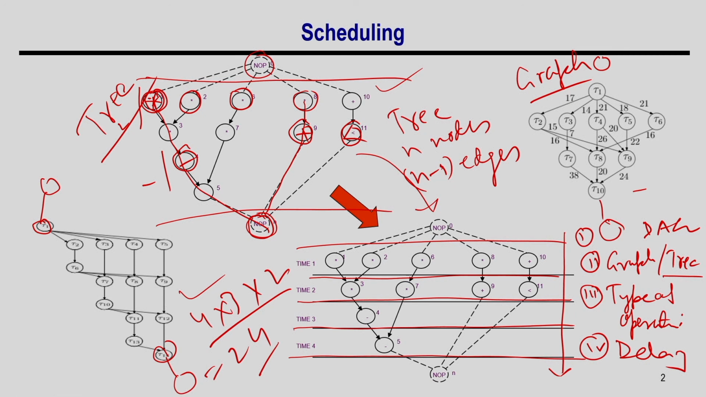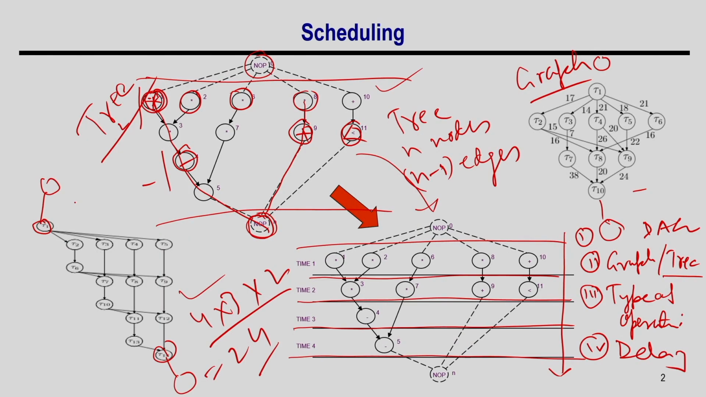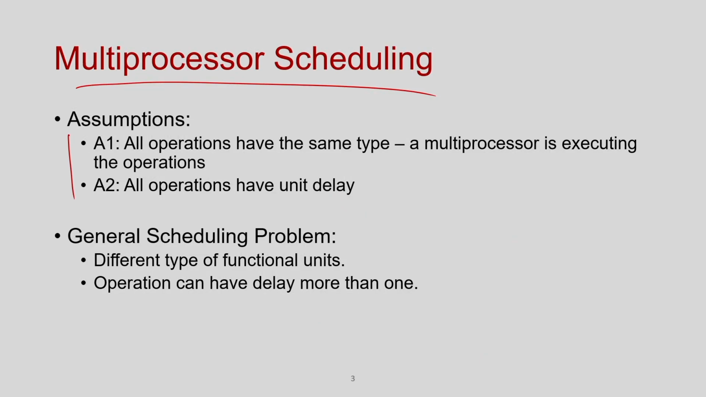So, in that particular sub case or substructure, is this problem still NP-complete? That is something let us try to understand. In multiprocessor scheduling we have certain assumptions. On these 4 parameters we assume that all operations are of the same type, that means there is a multiprocessor which can execute this operation.